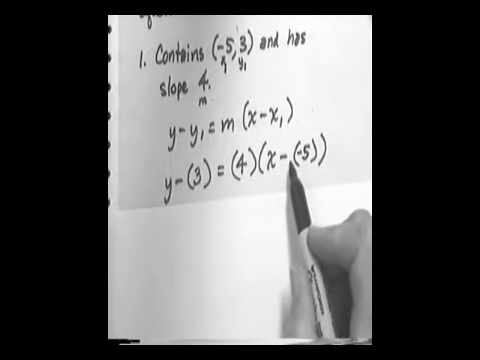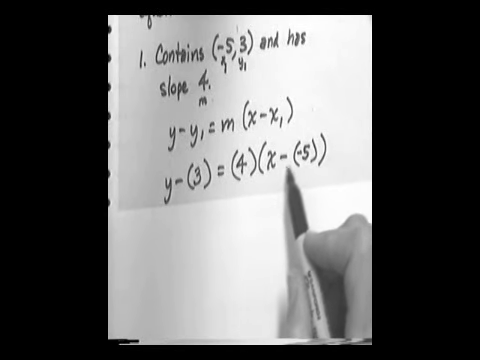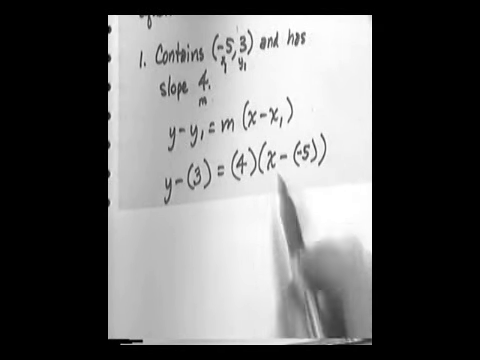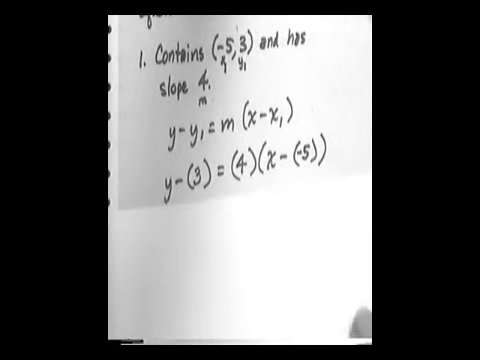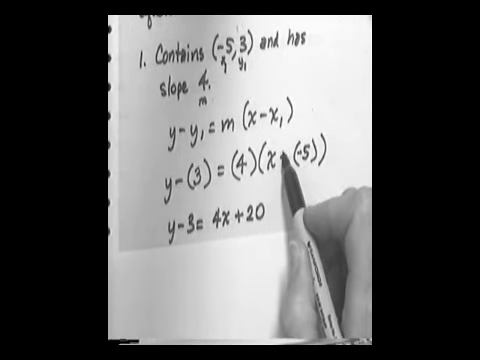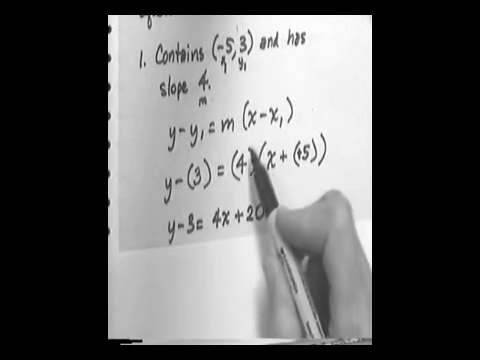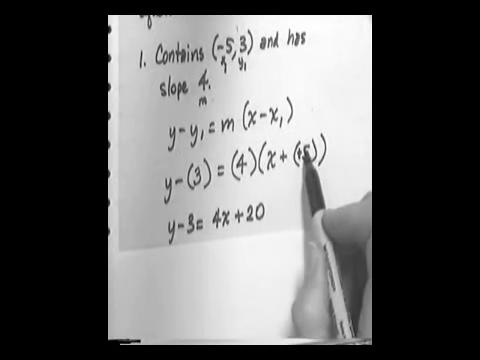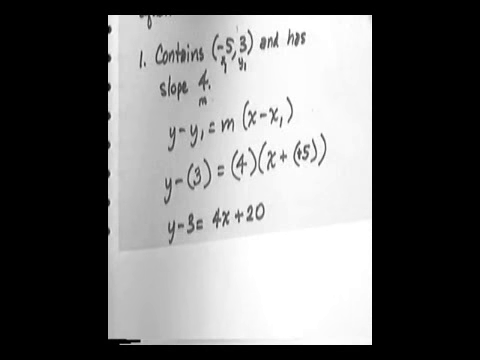This gives us on the left y subtract 3, on the right 4 times x subtract -5. Subtract -5 means add +5, and so I have 4 times x plus 5. And that gives me y minus 3 equals 4x plus 20. Remember, the subtract -5 really means add +5. So I have 4 times x, which is 4x, and 4 times 5, which is 20. y minus 3 is equal to 4x plus 20.